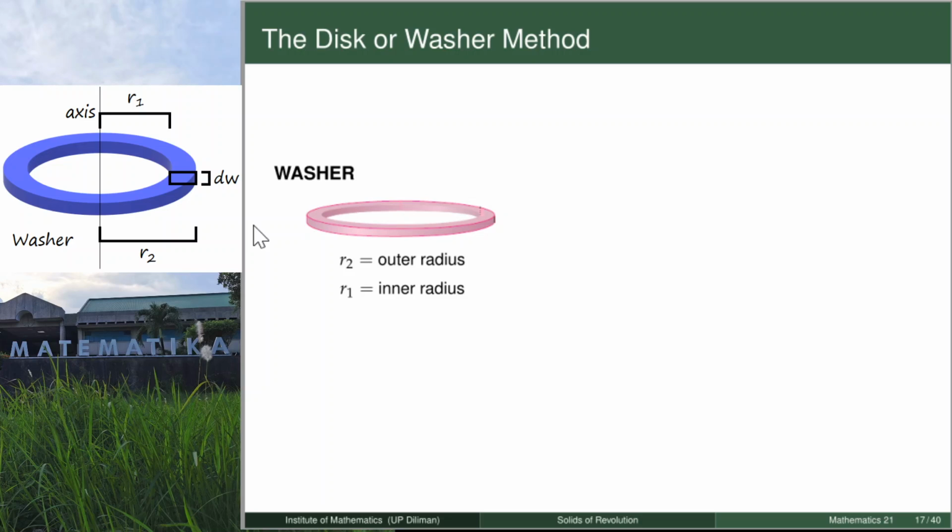So how do we get the volume of the washer? Actually, it's just the difference of two volumes. It's the volume of the bigger disk minus the volume of the smaller disk. The bigger disk is the one with radius R2, while the smaller disk is the one with radius R1. So this difference gives us the volume of the washer. So we can write this as this one.